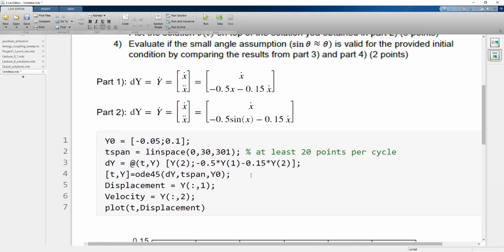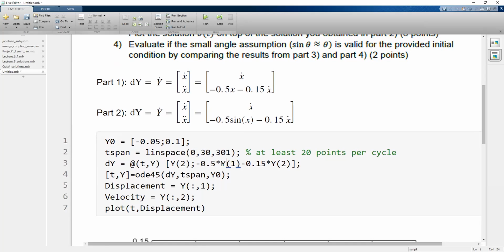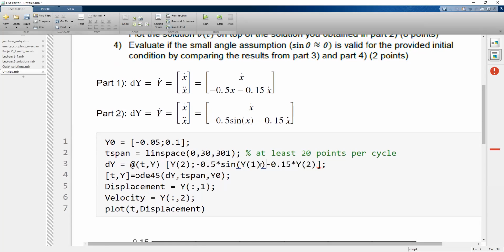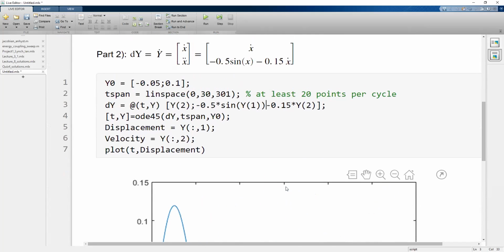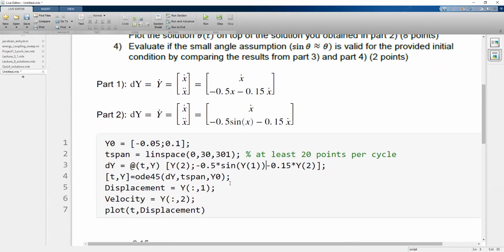So in this case, you change these y1, that's your theta, to sine theta, right? And then you can run the same thing. And the response should be very close, almost identical. That's because your theta is very small. The small angle assumption should always stand.